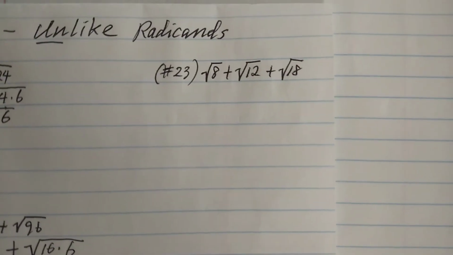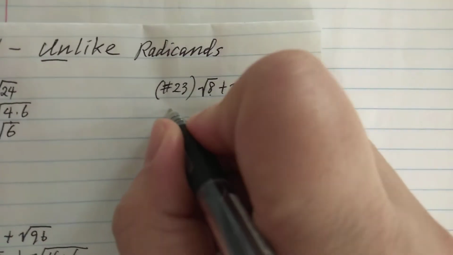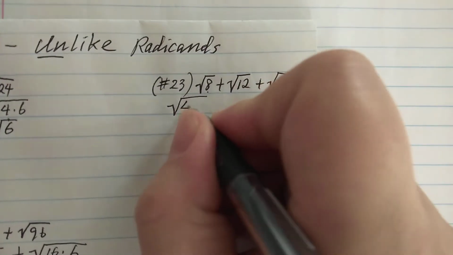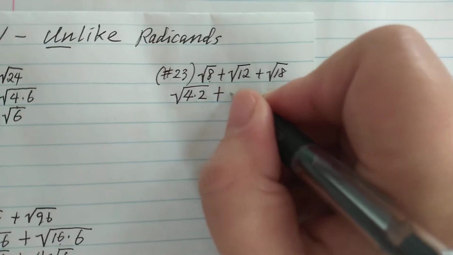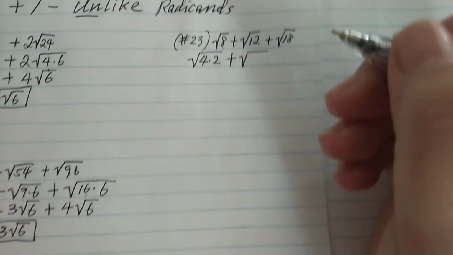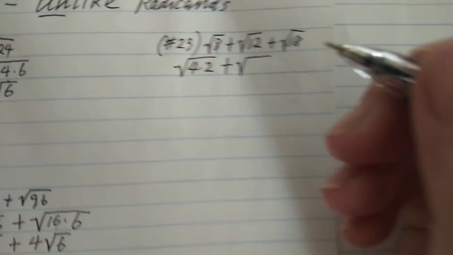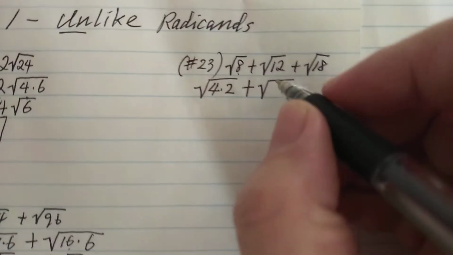This is question number 23 in your homework. So 8. 8 is made up of 4 and 2. I'm always looking for a perfect square. Things like 4, 9, 16, 25, 36. Those kinds of numbers.